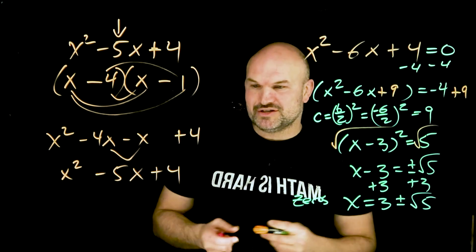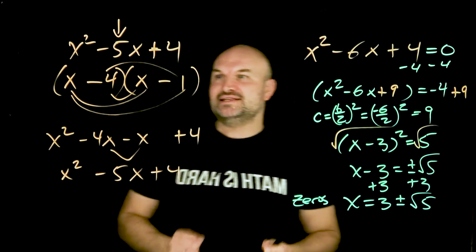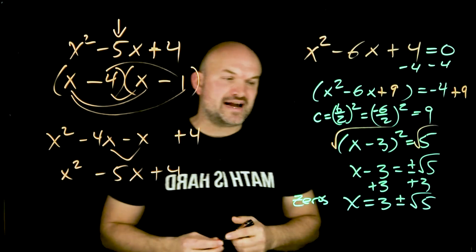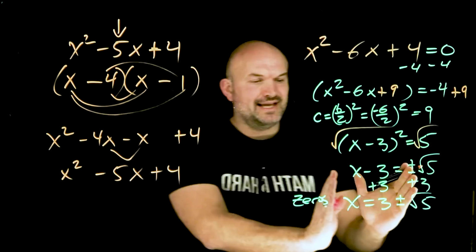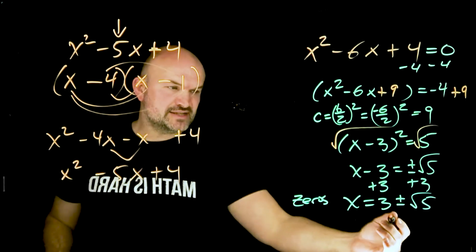But remember the original question. It's not to find the zeros. We want to write this in factored form. We want to write this as a factor times a factor. So how do you go from zeros to factored form? Well, all you simply need to do is get all of your terms over on the same side. So what I'm going to do is subtract 3.